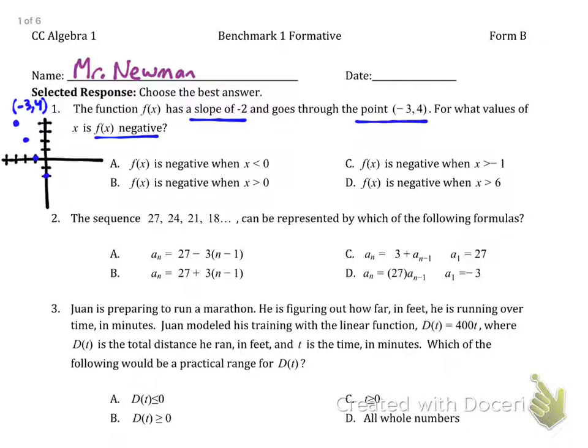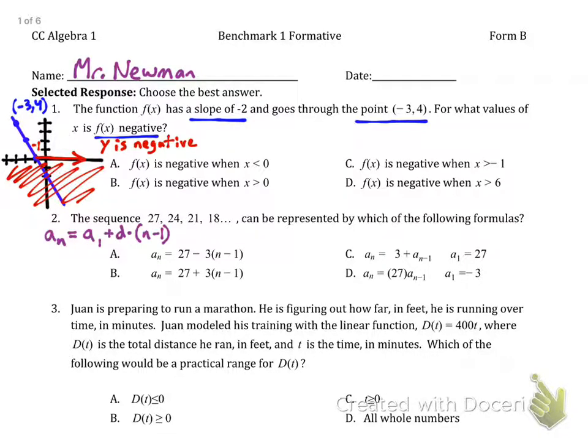So if we keep that going and draw a straight line through all of that, there is our graph of the function. And it says, well, for what values of x is f of x negative? Well, remember, f of x is our output, or our y value. In other words, we're asking, where is the y value negative? That's the bottom half of that graph, anything down there. So if we look at when that happens, that happens when the x values from the function are bigger than or equal to -1. If you see from that point on, all the y values are negative. So our answer is going to be C. When f of x is negative, when x is greater than -1.